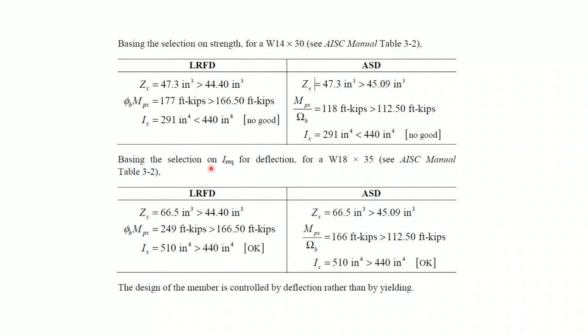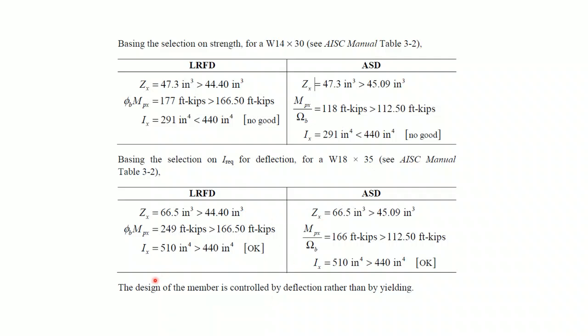Now we go to the AISC table, see another section, and we see here W18x35 works. It has a plastic section modulus of 66.5 cubic inch. The design moment is 249, which is greater than the 166.5 we computed, and the moment of inertia is 510, which is greater than 440. So all values are greater than what we have calculated. The answer for this problem, the lightest and most economical section, is W18x35.